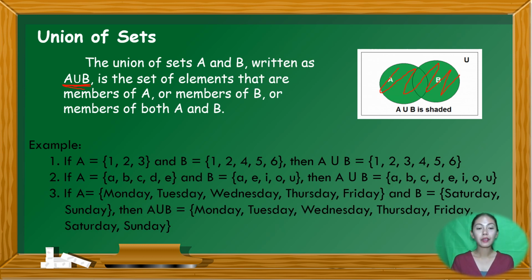If set A has elements Monday, Tuesday, Wednesday, Thursday, and Friday, and B has elements Saturday and Sunday, then the union of sets A and B is Monday, Tuesday, Wednesday, Thursday, Friday, Saturday, and Sunday. Okay, so are we clear? I hope you understood my discussion.